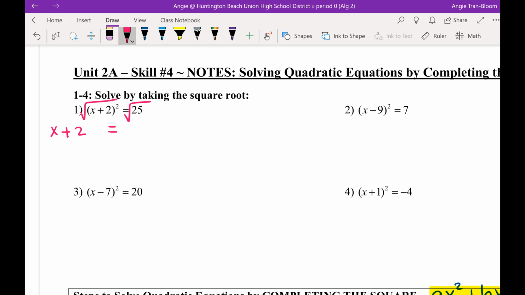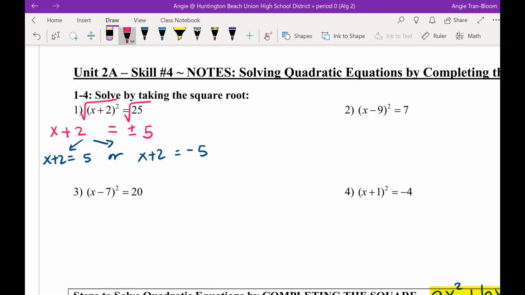Here's something that we have to be very mindful of. Every time you take a square root, how many answers do you come up with? 2. You're right, you're going to end up with plus or minus 5. Okay. Then this is where you're going to break it into 2 equations and solve. One will be x plus 2 equal to positive 5, or you can also x plus 2 equal to negative 5.